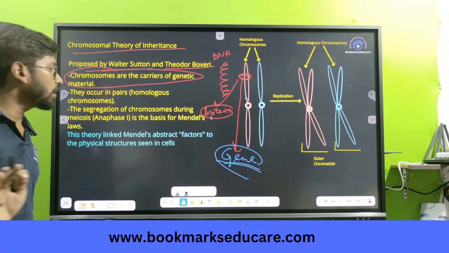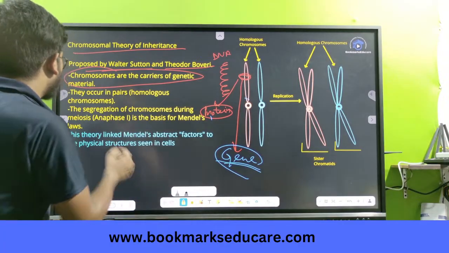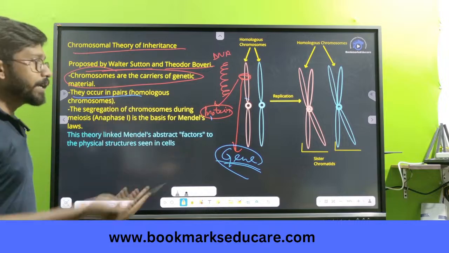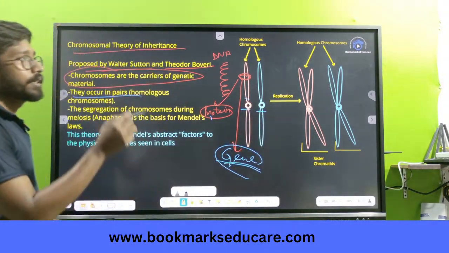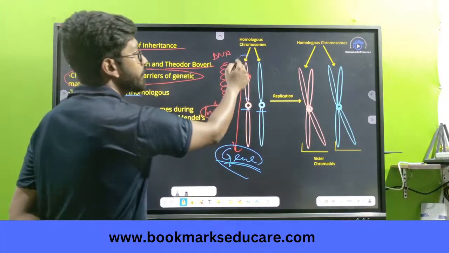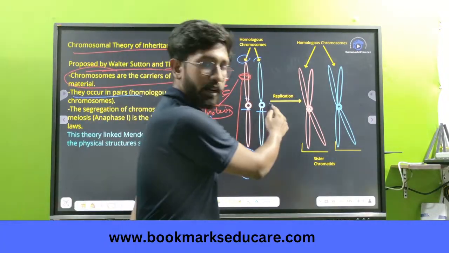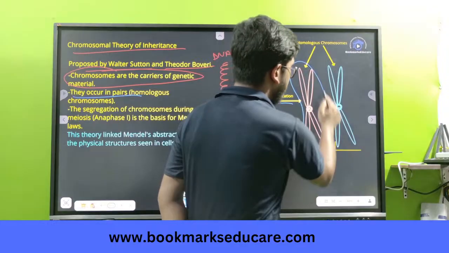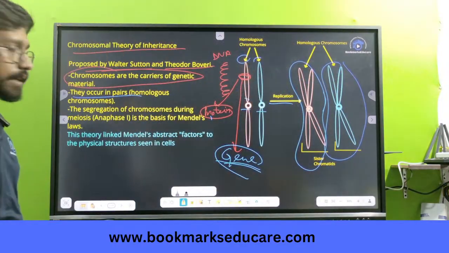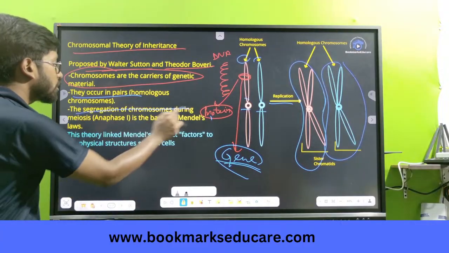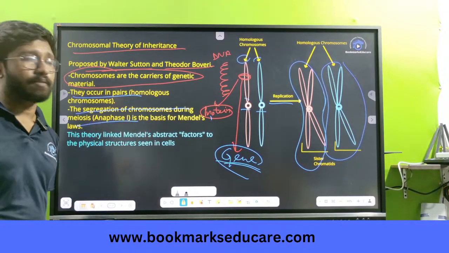Just रट्टा मत मारा करो, तो फिर भूल जाओगे एग्जाम तक पहुंचते पहुंचते. They occur in pair. Obviously, we studied chromosomes occur in pair. Not this, that one. These are two different homologous chromosomes which went through replication to create pairs. These pairs are called sister chromatids. Segregation of chromosome occurs during meiosis anaphase 1.